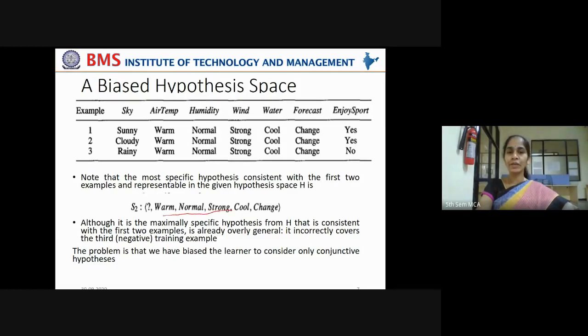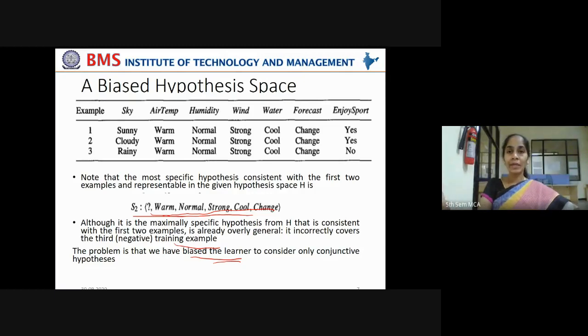The most specific hypothesis consistent with the first two examples and representable in the given hypothesis space H is this one, what I have written there. Now, although this is the maximally specific hypothesis from H that is consistent with the first two examples, it is already overly general, it incorrectly classifies the third training example. That is why it is removed from the version space. Right? So the problem is that we have biased the learner. Understand this concept, it is very important.